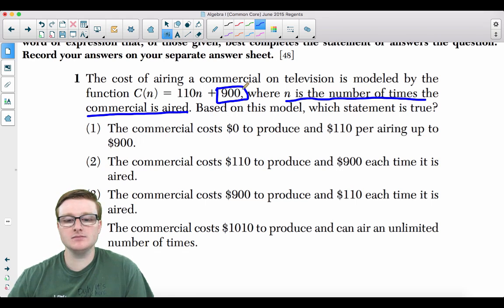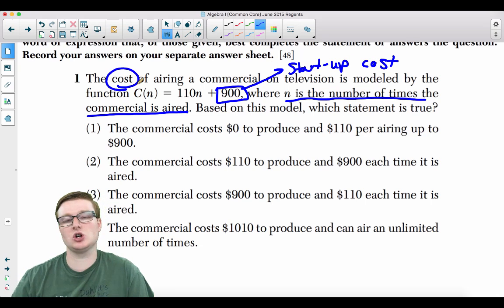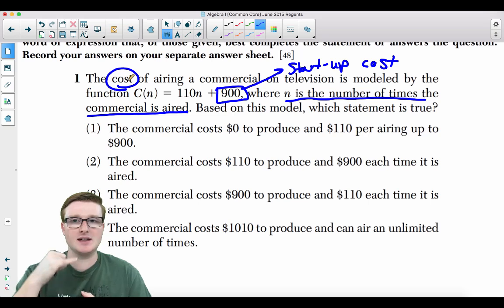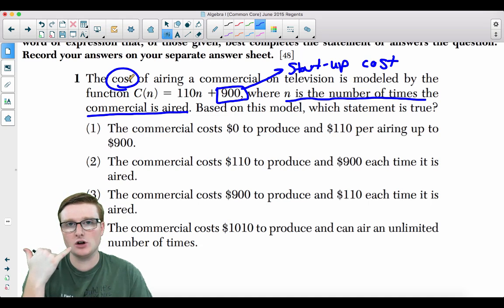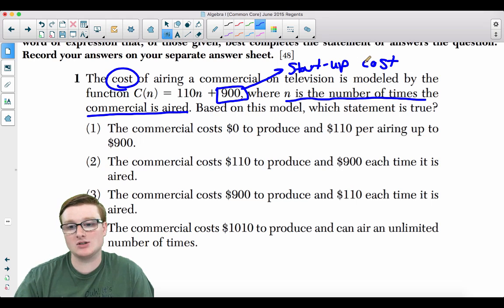$900 is what's called the startup cost. Okay, because this is a cost function. Cost means that you're actually spending money to do this. So let's just say I own a small business and I call up CBS or ABC. I'm like, hey, I need to film a commercial and I need to air it on your programming at the 5 o'clock news hour. Well, it's going to cost you $900 just to file an application. So $900 is considered the startup cost.